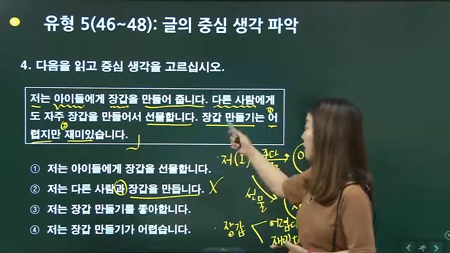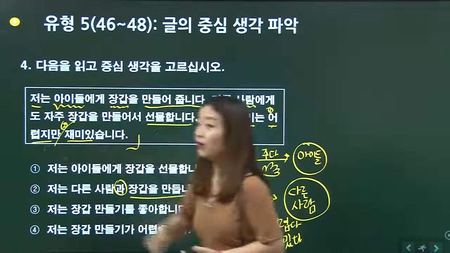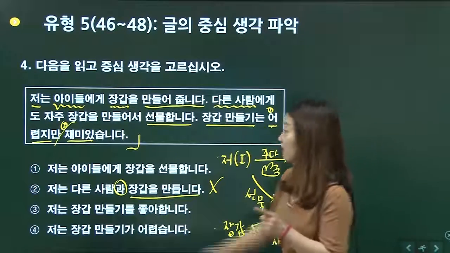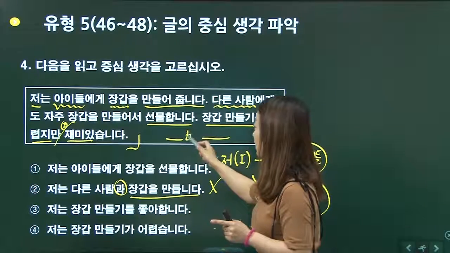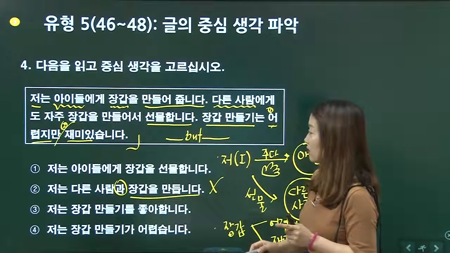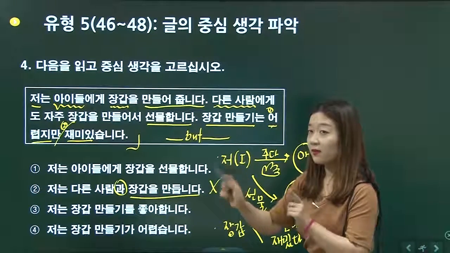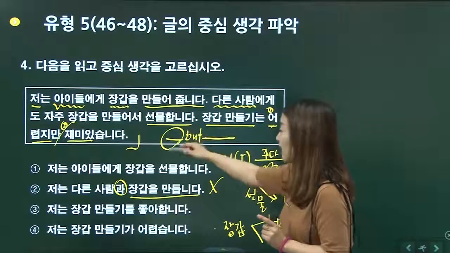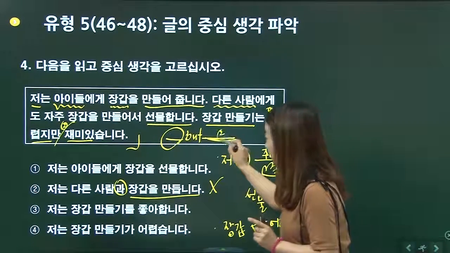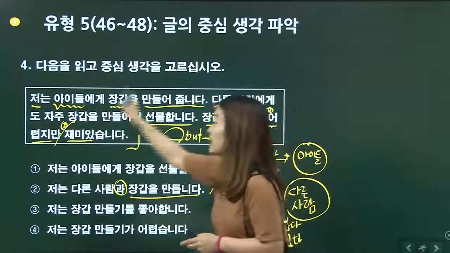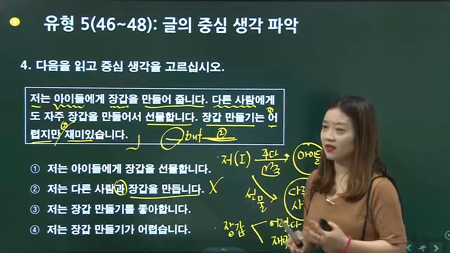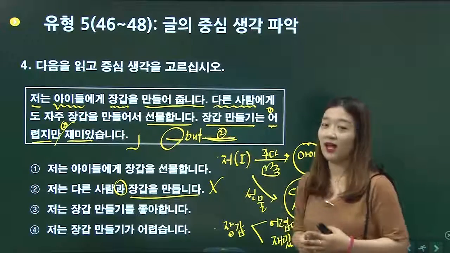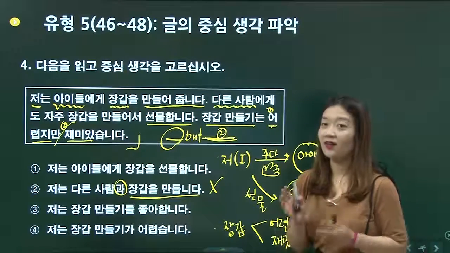Number four, 저는 장갑 만들기가 어렵습니다. It can be true because 장갑 만들기는 어렵지만, okay? We can find out making gloves is difficult, right? But in the sentence, if there is a but, which can be much more the main point? After but, right? So blah blah, but blah blah. The second blah blah can be the main point. So 어렵지만 재미있습니다. Right? So it's very difficult, but that is not the main point. That is not important. But 재미있습니다, interesting, is much more important, right?